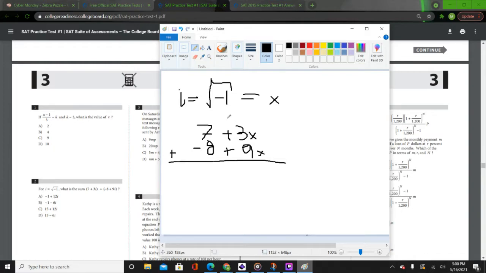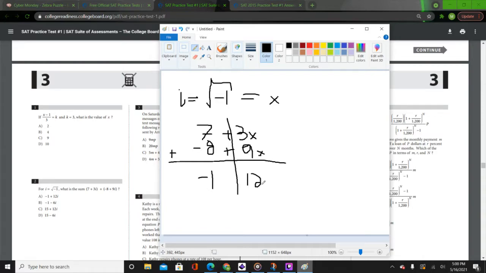And we're actually going to split this in the middle because there's no way the x is going to come over to the ones, just the regular ones, the no coefficient, and vice versa. That's not going to happen. So we'll add 7 and -8 to get -1, and we'll get 3 and 9 to get 12.